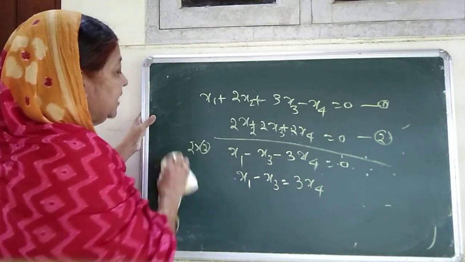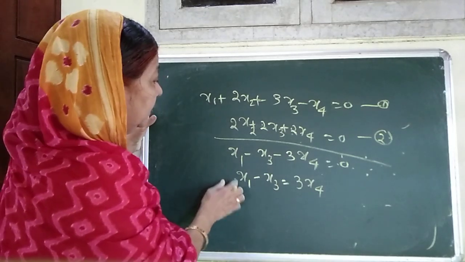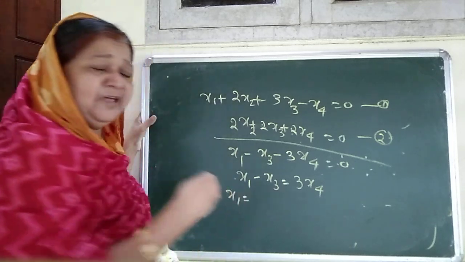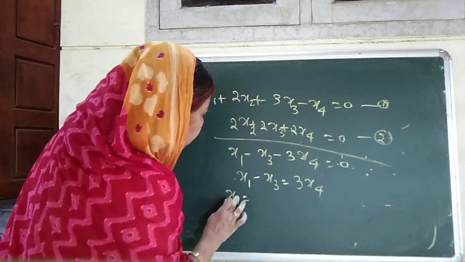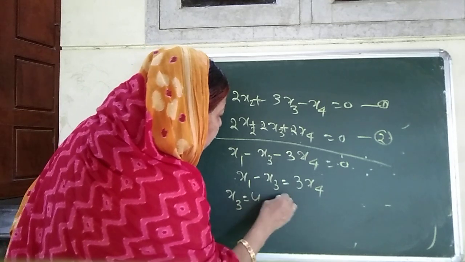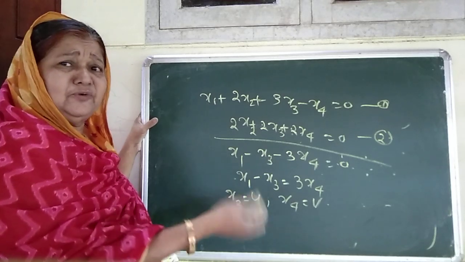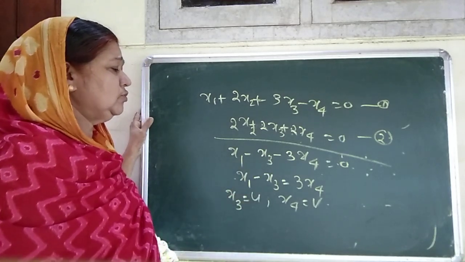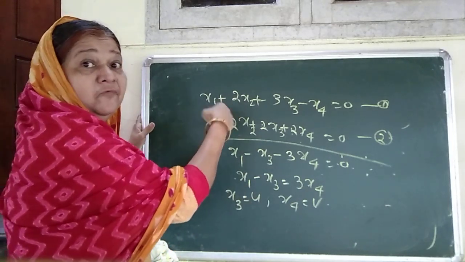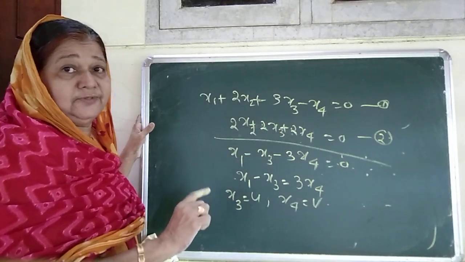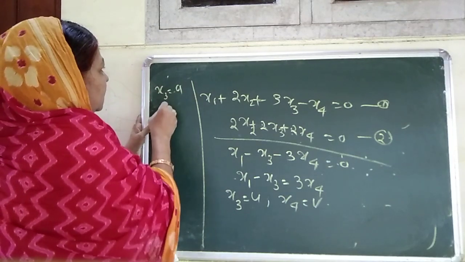And we can take any arbitrary value for this, say x1. Whenever you like, put x1 equal to, say, u, x3 equal to u, and x4 equal to v. What happens? Since there are two equations in 4 unknowns, we can arbitrarily take two values. So we have x3 equal to u, x4 equal to v.